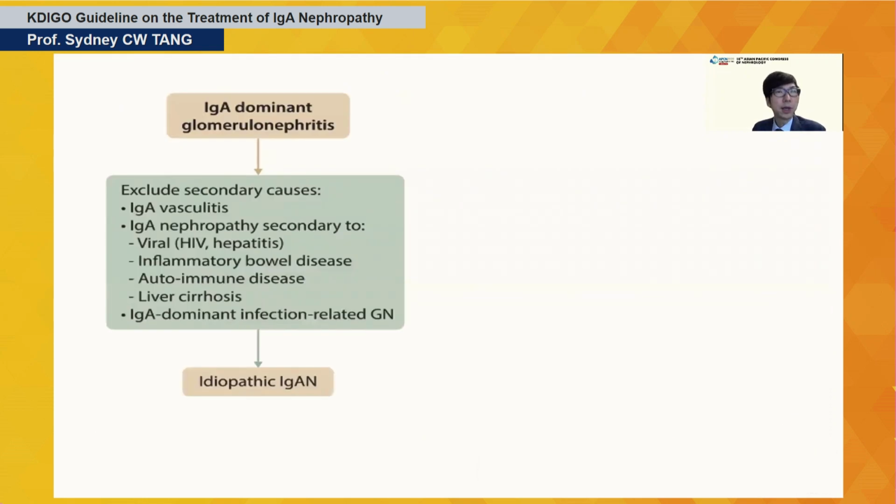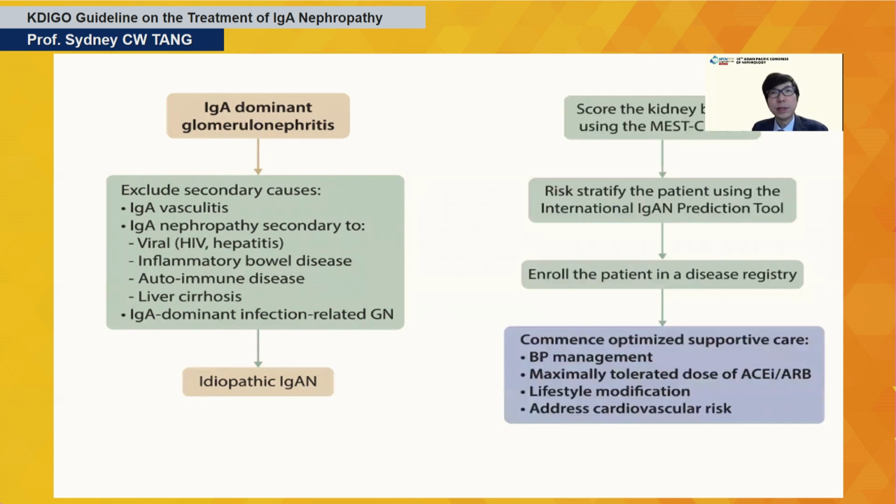And this table here shows some of the important secondary causes, including IgA vasculitis, viral infection, inflammatory bowel disease, and liver disease, and so on. Now, once these secondary causes are excluded, the diagnosis of idiopathic or primary IgA nephropathy can be made. And as I said, we need to then score the kidney biopsy using the MEST-C classification so that we can risk stratify the patient, not only based on histology, but based on other clinical parameters to assess the risk of progression to end-stage kidney failure in a certain patient.